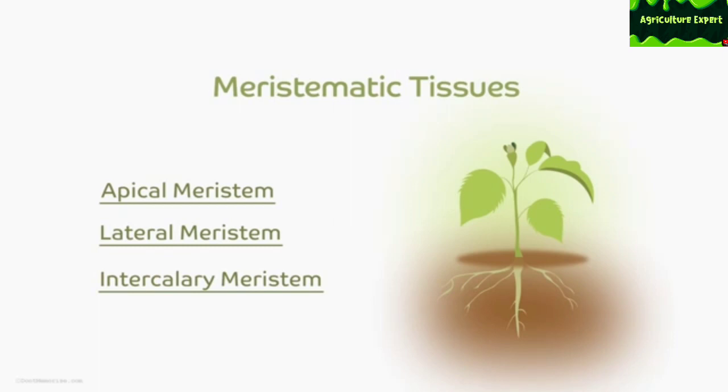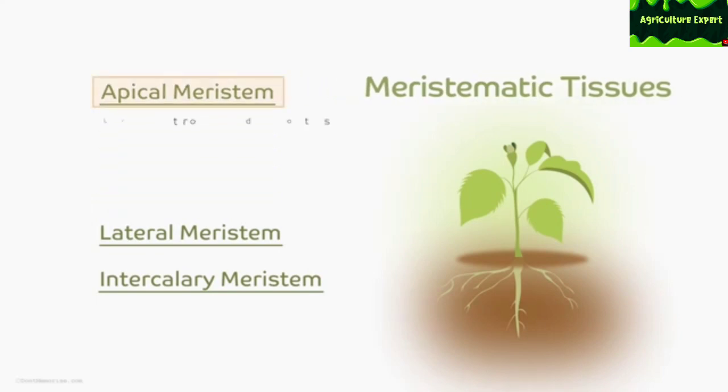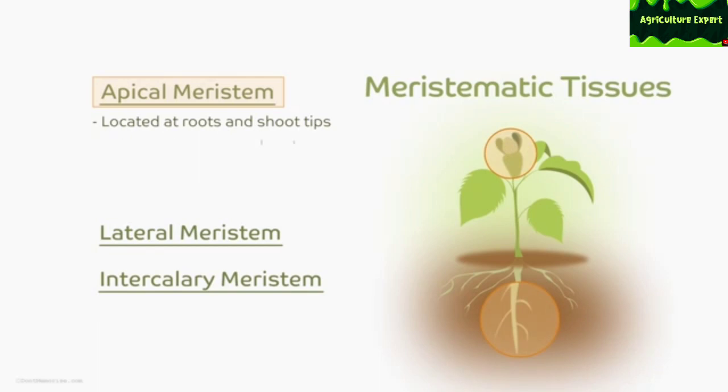Do not be let down by these difficult names. Let me make them easy for you to understand. Apical meristem tissues are found in the growing tips of the stems and the roots. This tissue divides and helps increase the length of the plant.